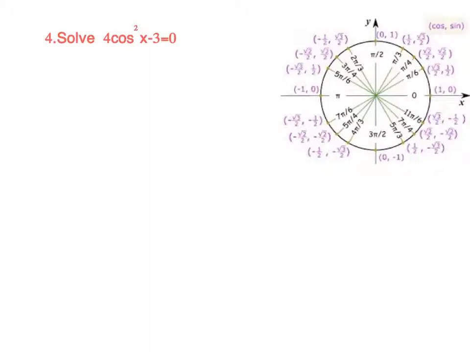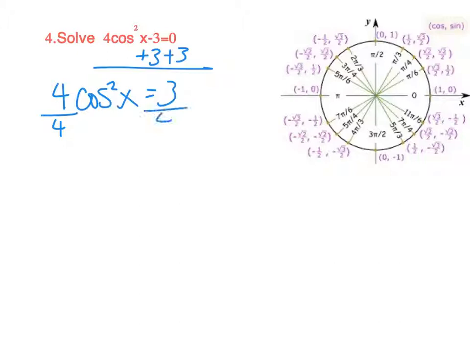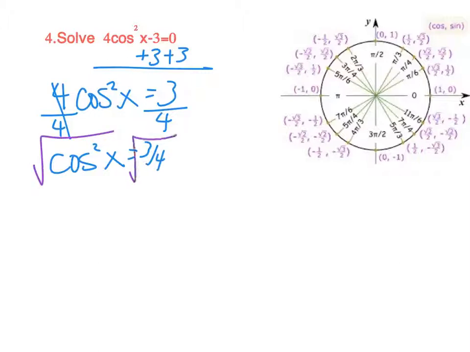Okay. So I'm going to add 3. That's 4 cosine squared x equals 3. Divide by 4 gives me cosine squared equals 3/4. And then I need to square root. And don't forget, once you square root, you have to put a plus or minus in front.